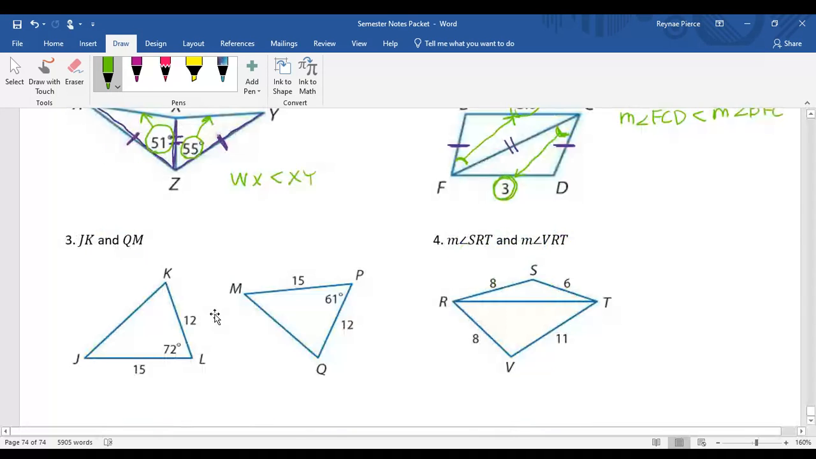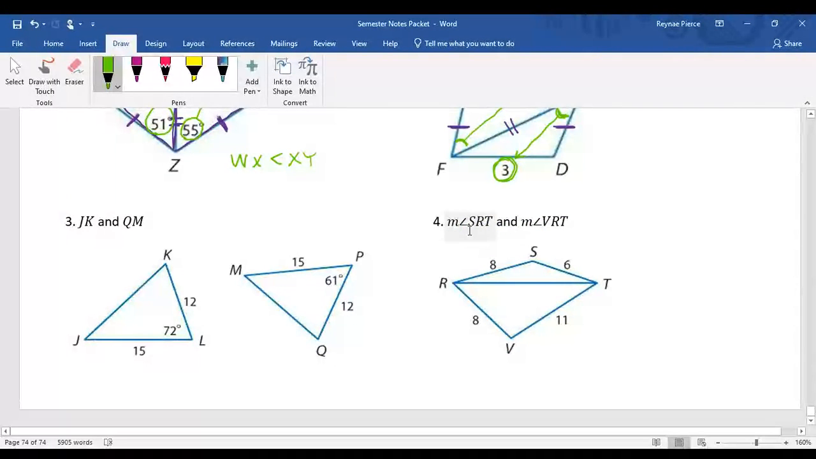I want you to try 3 and 4 on your own. All right, check your work, and then that is it for section 6.